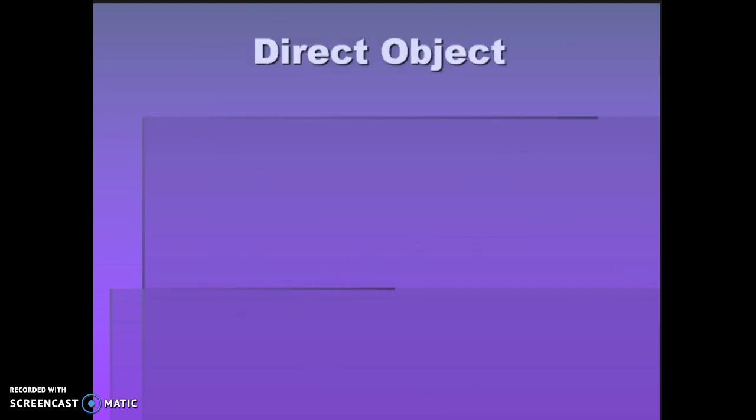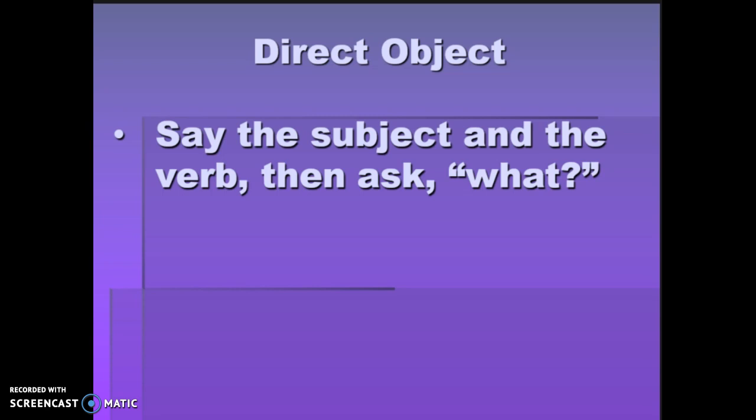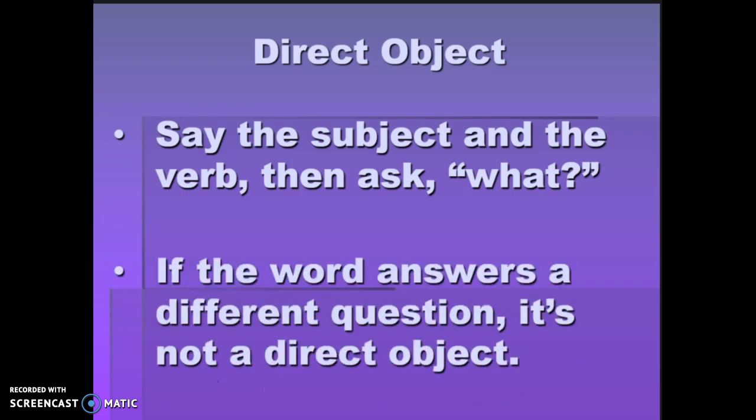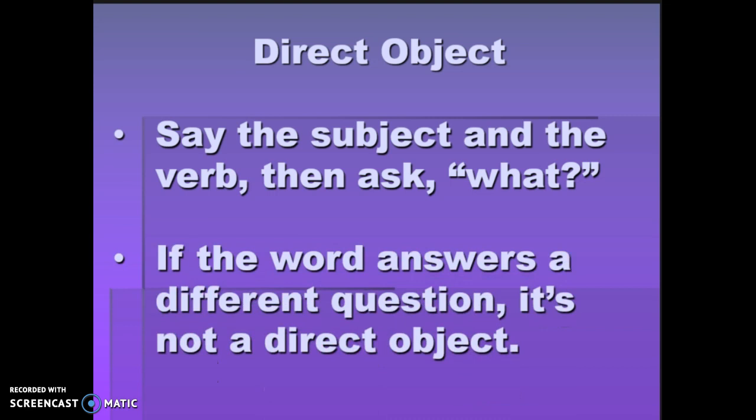Please write this down. This is the definition of a direct object. You say the subject, then the verb, and then ask what. For instance, in she enjoys baking brownies, you would say she enjoys what? Baking brownies. Or if you want to shorten it, just the word baking. If the word answers a different question, then it's not the direct object. It might be something else that we'll get to in a little bit. Again, you say the subject, you say the verb, and then ask what.